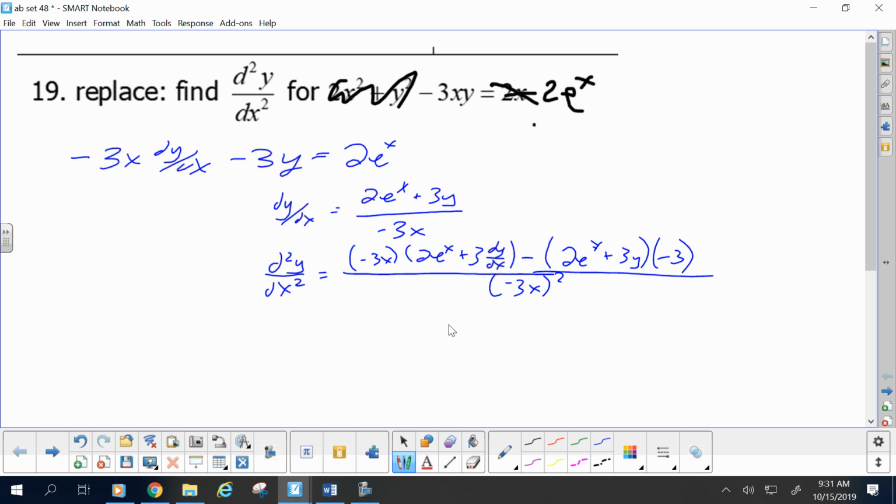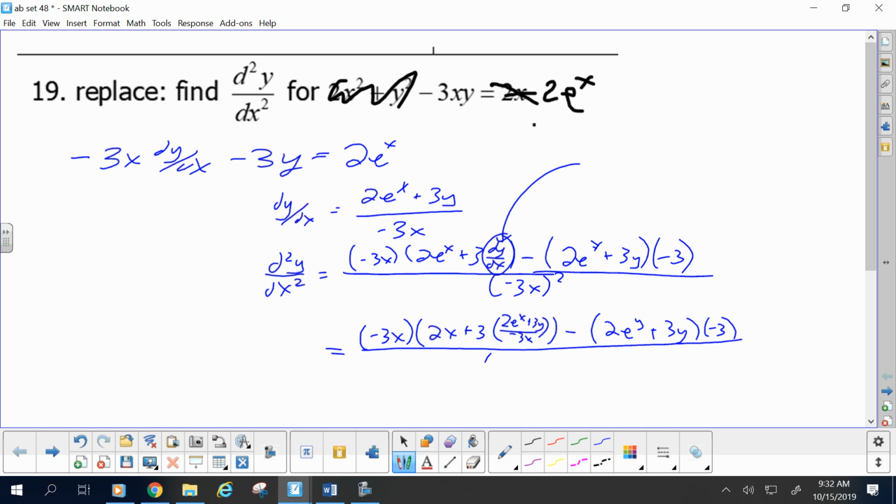Can I leave it the way it is? No. You cannot. You must substitute now for dy dx. You are not done. You should write the answer in terms of x and y. So now you need to go back and in place of every dy dx, which there's only one, put what dy dx is, 2e to the x plus 3y over negative 3x. Everything else stays the same. Are we good? Yes?